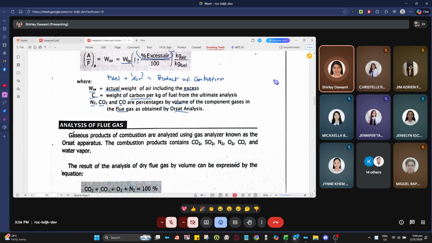Okay, next we have analysis of flue gas. So what is flue gas?